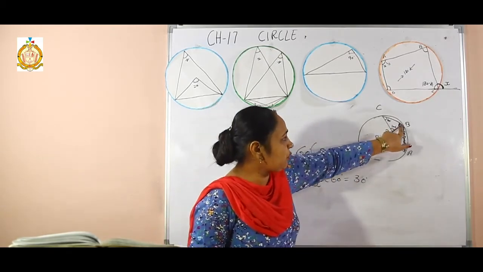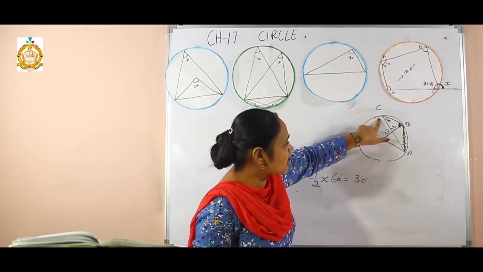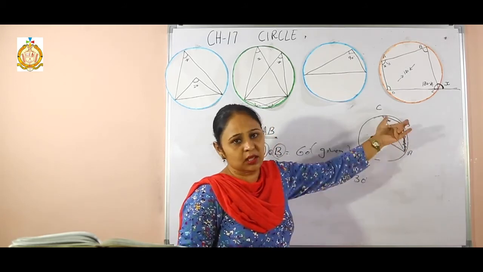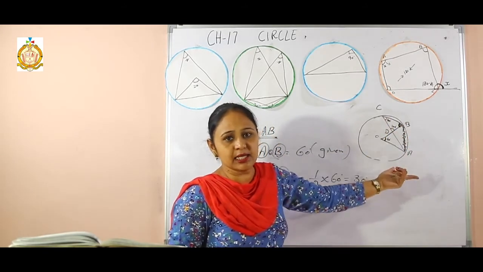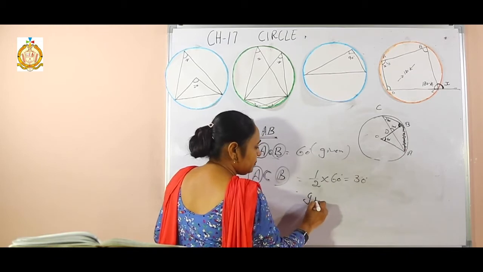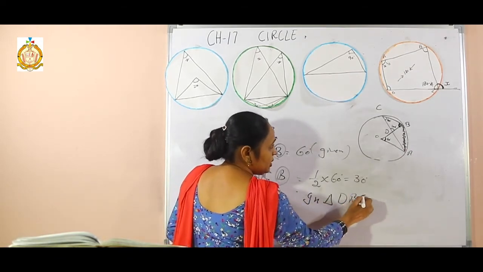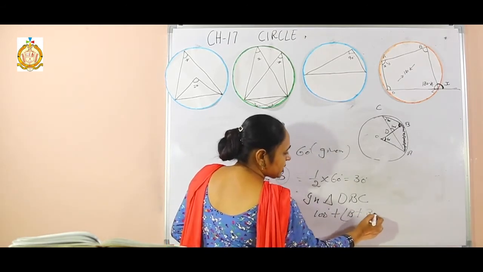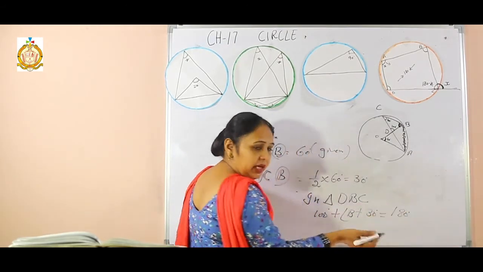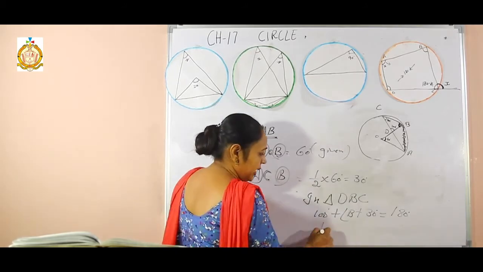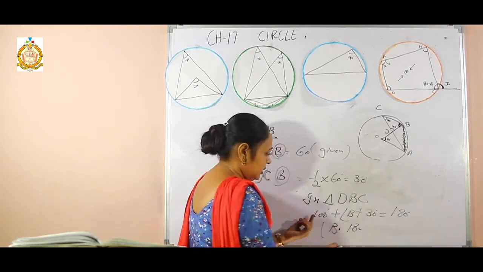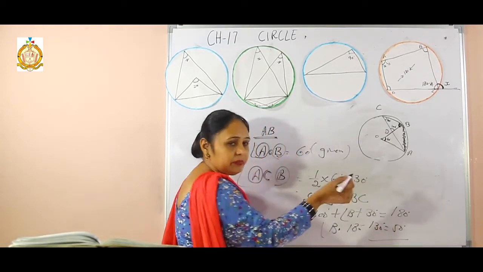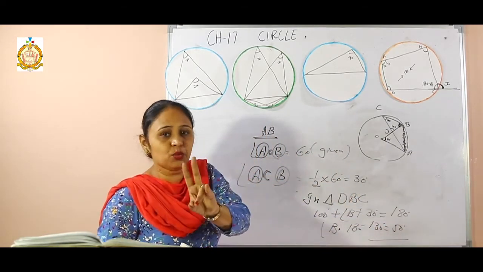Now I want to find this angle. There is a small triangle CDB and I want to find angle B. Two angles are there. I can find the third angle by the angle sum property. That means in triangle DBC, angle D is 100, angle B I have to find, angle C is 30 already found, equals 180. Angle sum property of the triangle. Angle B will be 180 minus 130, which becomes 50 degrees.